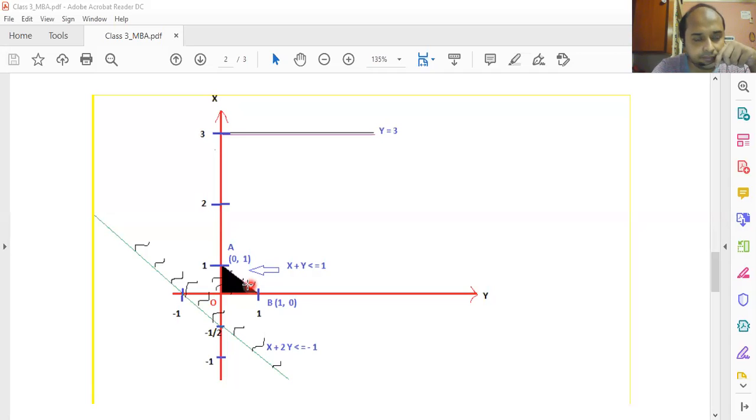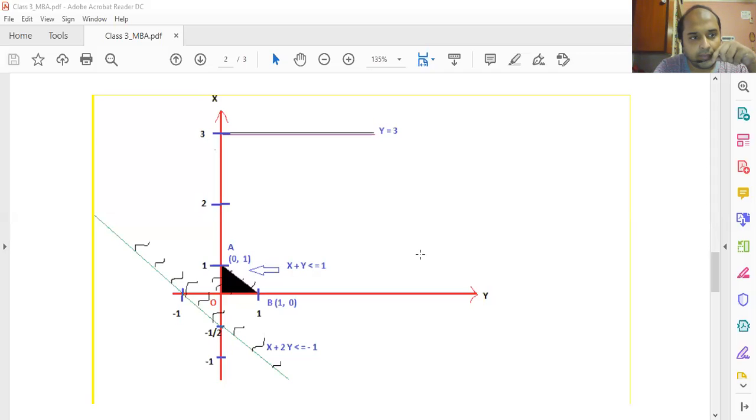Yes, sir. My question is, for example, you have shown the straight line x plus y less than or equal to 1, and you have shown that the black portion of the triangular section represents the area of this straight line's equation. Am I correct?